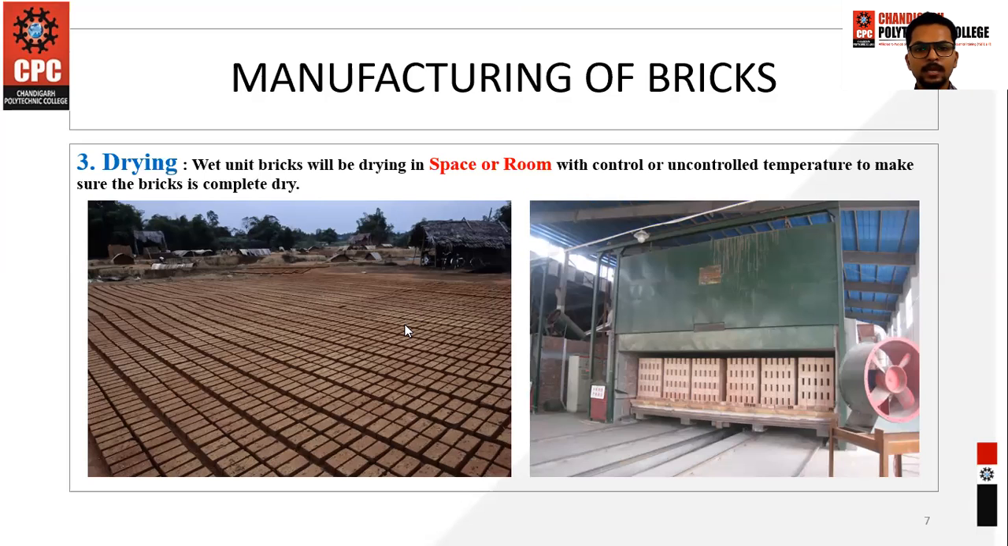Second process we have is artificial drying. It is done in an industry and by help of like आपके जो blowers होते हैं, hot air blow करेंगे and it will remove that moisture from the bricks.